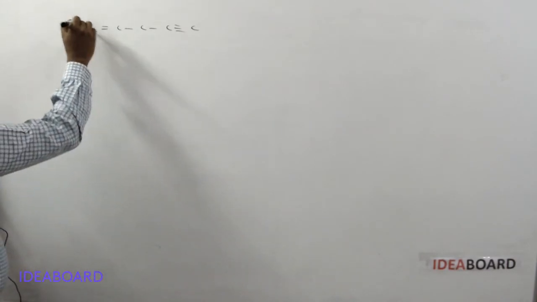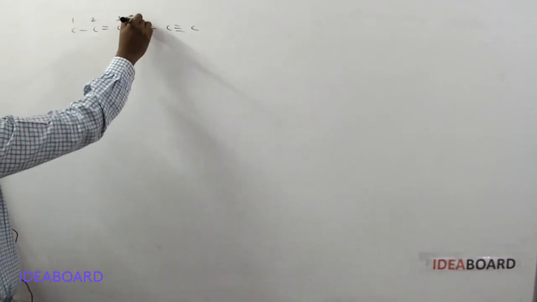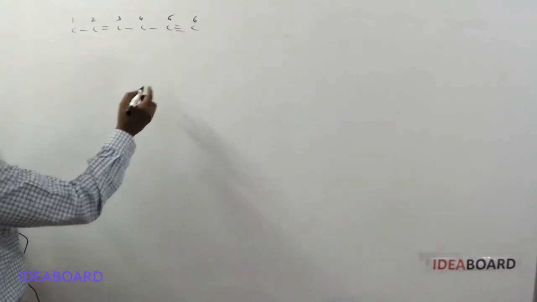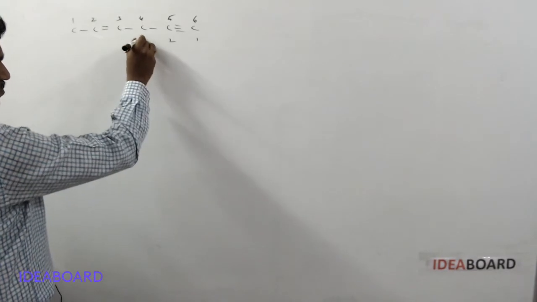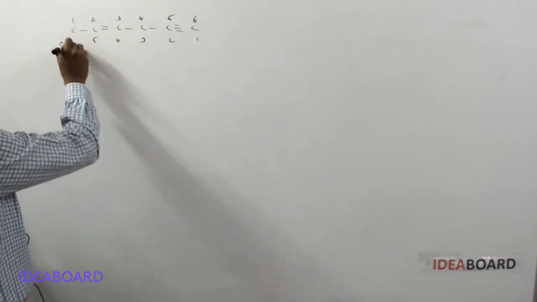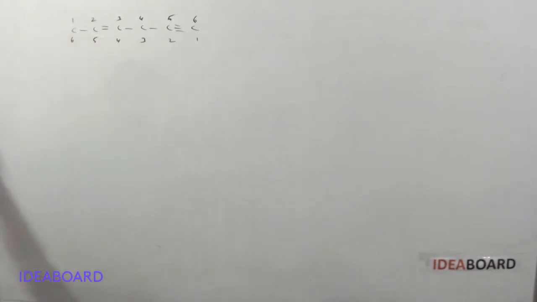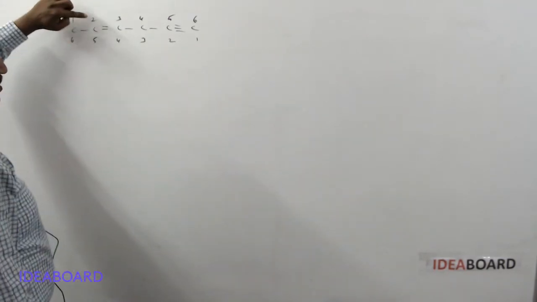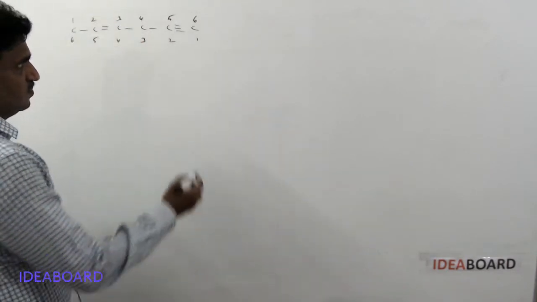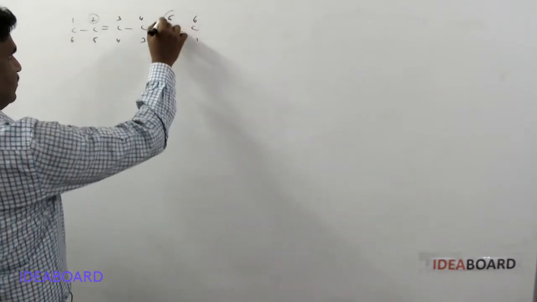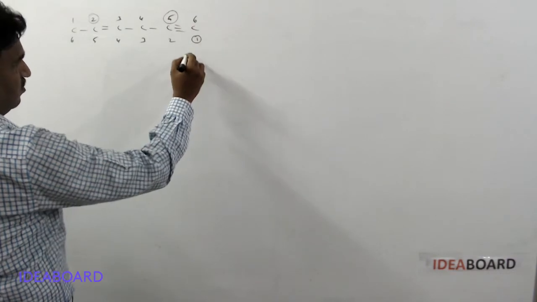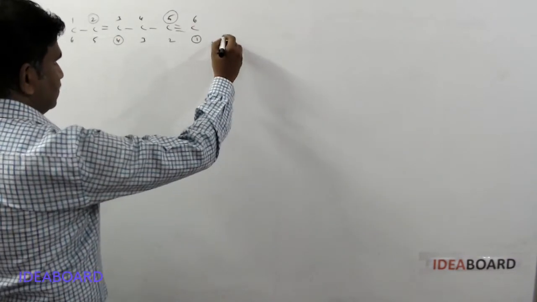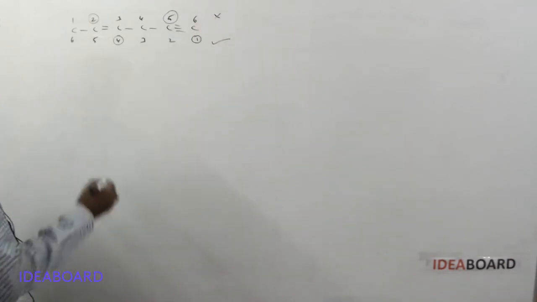Here, numbering from left to right, we get 1, 2, 3, 4, 5, 6. From this side it is also 1, 2, 3, 4, 5, 6. Then which is correct? From the left side, the double bond gets second and the triple bond gets fifth. So second and fifth. From the other side, the triple bond is getting 1 and the double bond is getting 4. So which is better? This is correct and this is wrong.